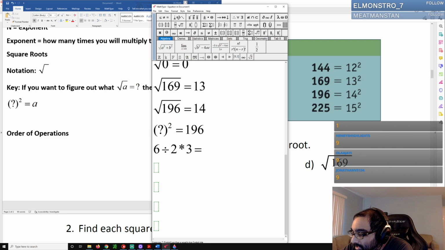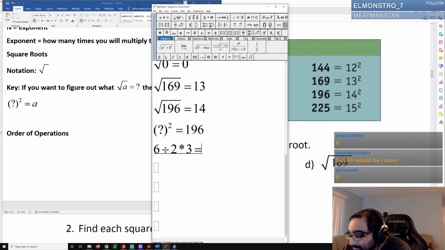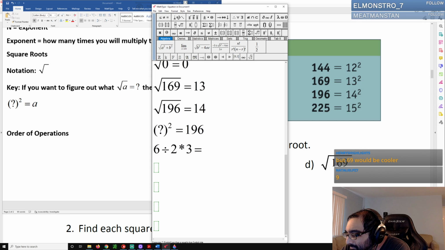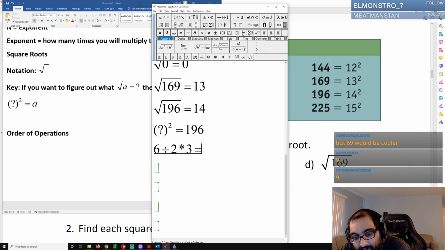I agree it's one of those two answers. Anybody else want to chime in? Do they think it's 1 or do they think it's 9? All right, anybody else? So we got 1 and 9 here.